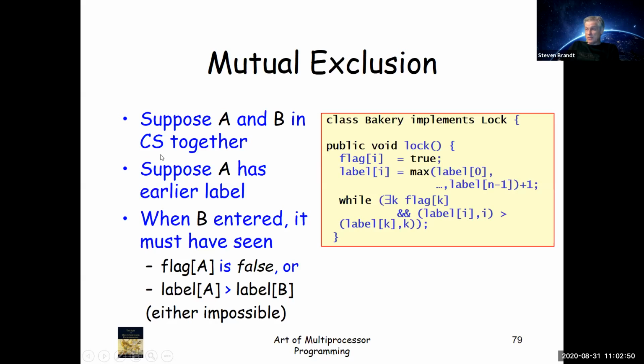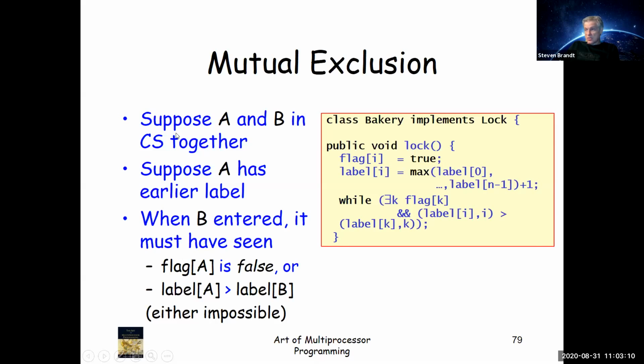Suppose A and B enter the critical section together, okay? And suppose A has the earlier label. When B entered it, it must have seen either flag A is false or label A is greater than label B. And either is impossible. Oh, so we're trying to prove mutual exclusion here.